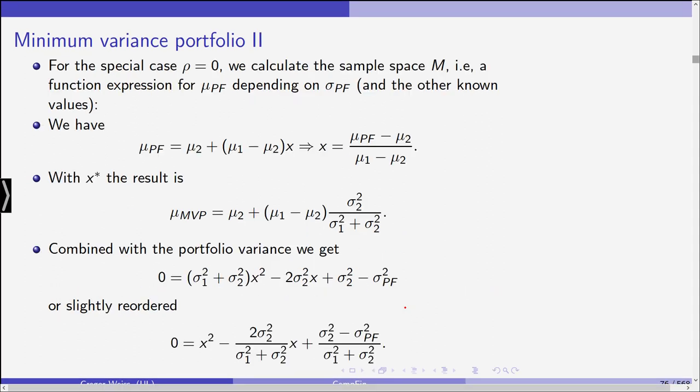For the special case rho of 0, we now calculate the sample space M. We've seen that for perfect positive correlation, it's a straight line from stock 1 to stock 2.